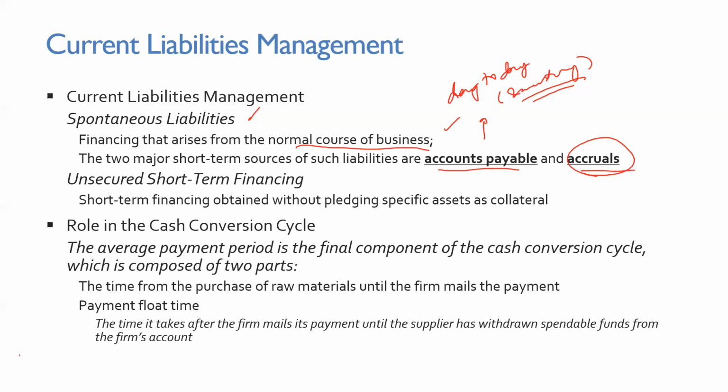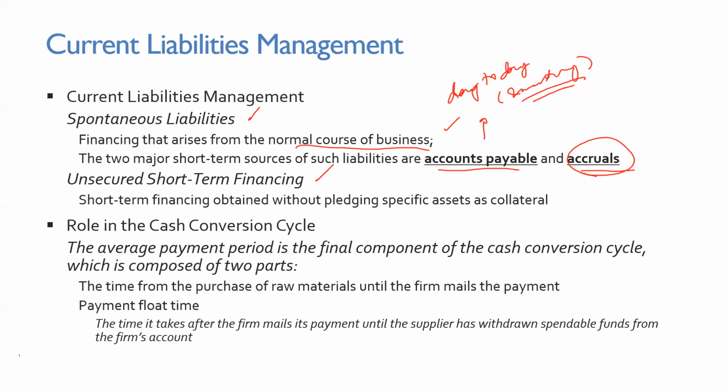Another ambit in terms of current liabilities management is unsecured short-term financing. So this is the active borrowing, right? As a company, you need to decide, do I need short-term financing so that I can bridge the gap in my cash flows, similar to how we discussed it in cash budgeting, and that is planned. And what are the different modes of short-term financing? We'll discuss it in this lecture.